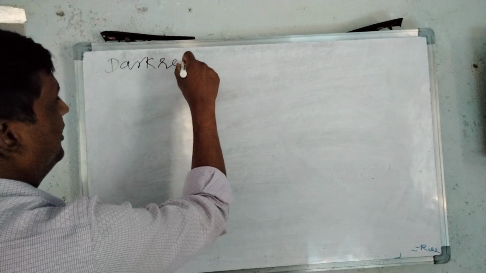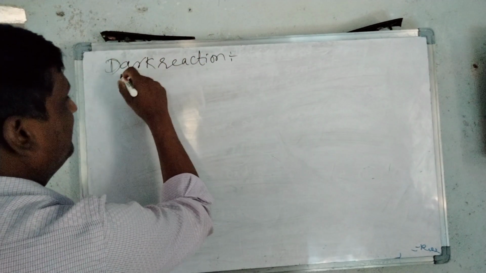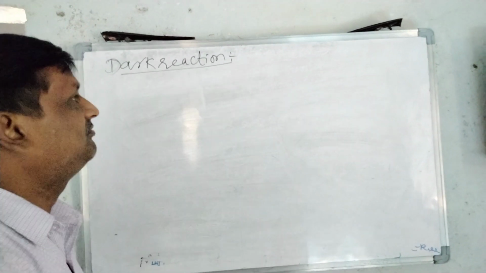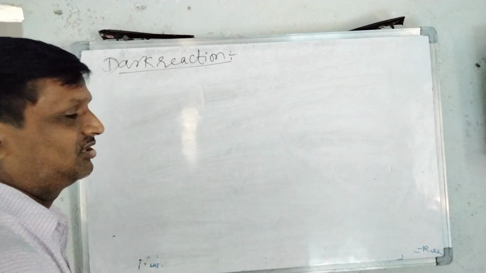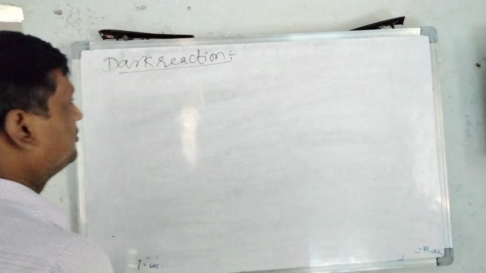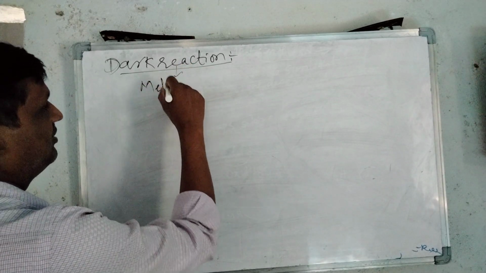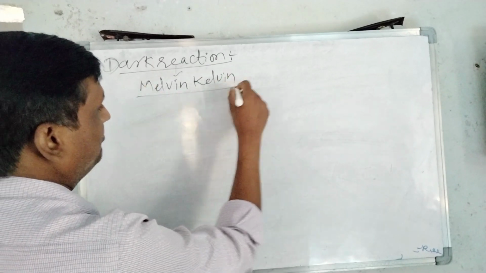So dark reaction does not mean it occurs in the night, but once the light reaction is completed, then the dark reaction is automatically activated by taking the ATP and NADPH, the end products of the light reaction. So dark reaction is discovered by Melvin Calvin. Very important. Dark reaction is discovered by Melvin Calvin.